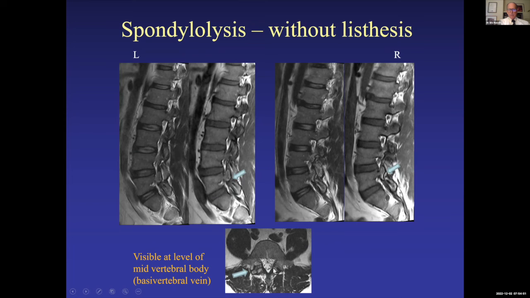These may look like facet joints on the axial scan, but remember the facet joint is at the disc level. You don't see the facet joint at the midvertebral level. You know you're at the midvertebral level here because you see the basivertebral vein. So these are pars defects, worse on the right than the left. These are not degenerated facets.